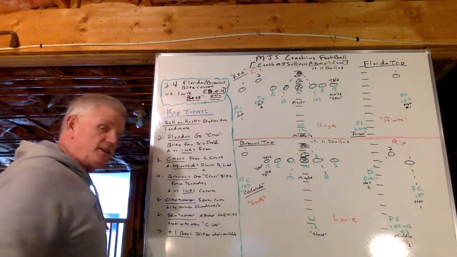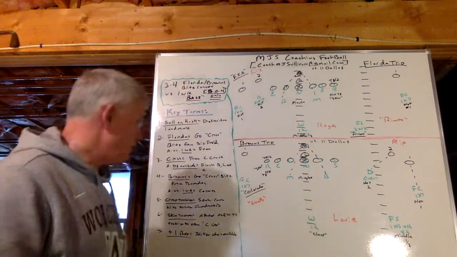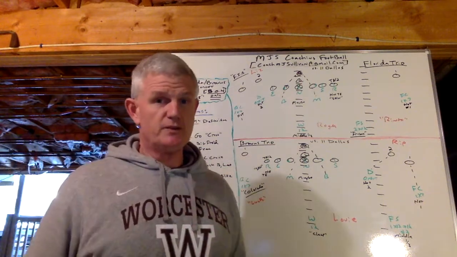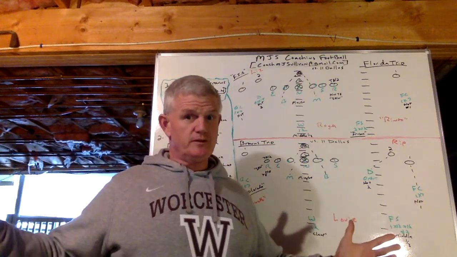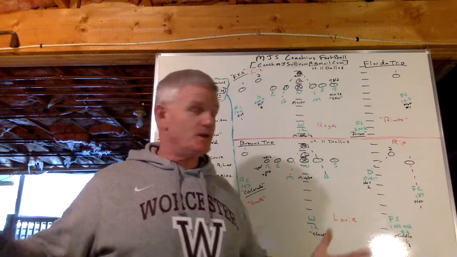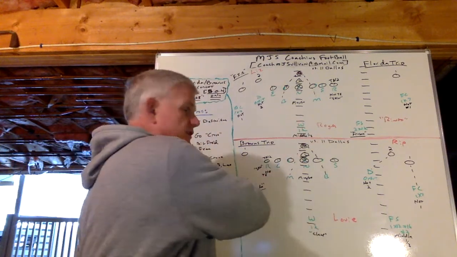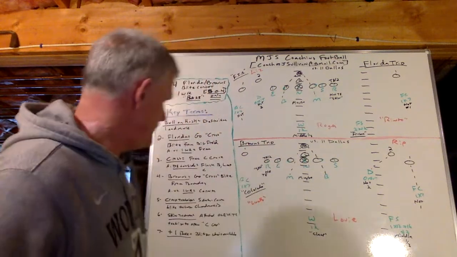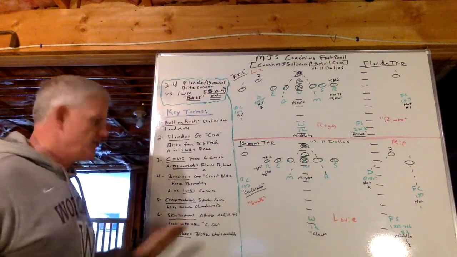The creep technique is for both the safety and the corner when they're blitzing, right? They have to get in a position to blitz. You can't be blitzing from 12 yards away from the line of scrimmage, or potentially 10 yards. So we're going to teach you the creep technique. And then there's a skin technique.